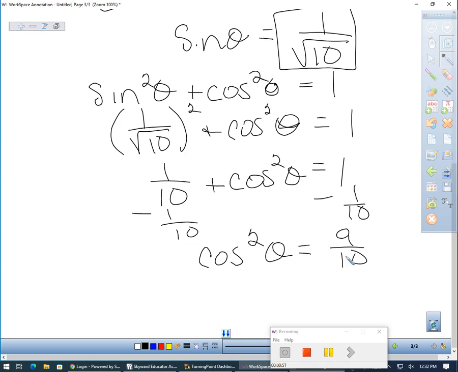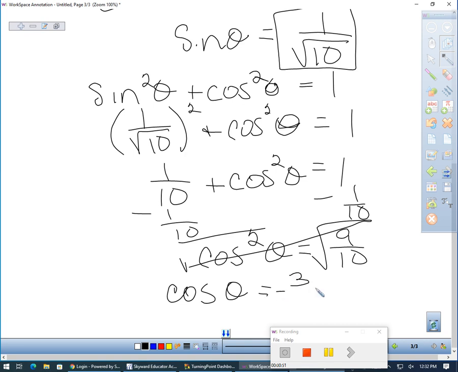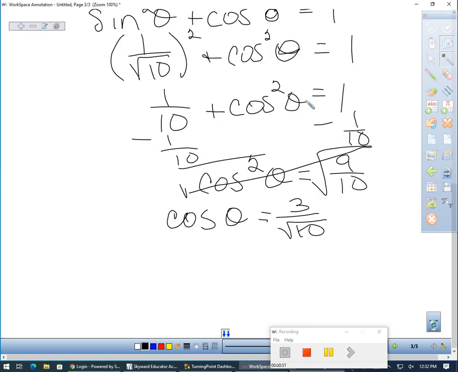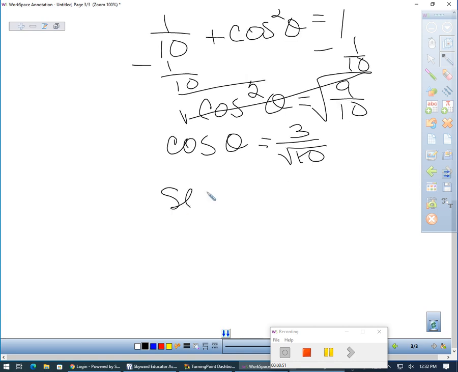Now what do we do? Square root both sides. Absolutely. And I find cosine theta equals the square root of 9, which is 3, over the square root of 10. But what did I need to find? I need secant. How do cosine and secant go together? It's 1 over, right? So if cosine is 3 over square root 10, secant is?